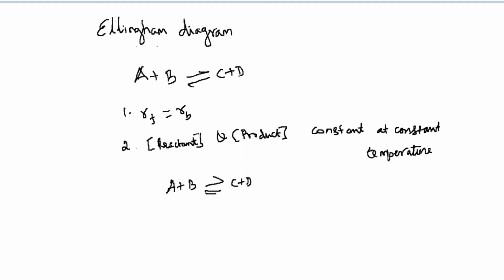On the other hand, if you assume that forward is endothermic and backward is exothermic, what happens? When we supply heat energy, in the forward direction heat is absorbed, so the forward reaction takes place fast, more C and D are produced and the concentration of A and B decreases. So when the temperature changes in an equilibrium reaction, the concentrations of reactants and products change. So these two points are clear.